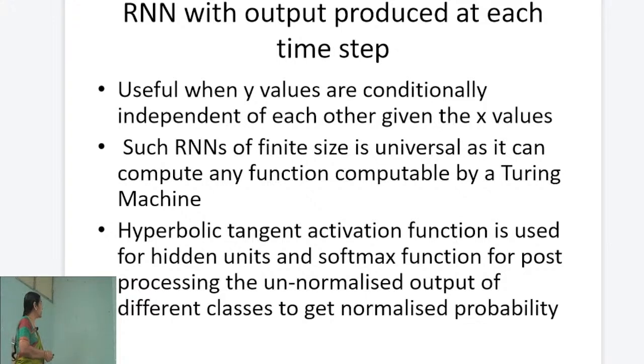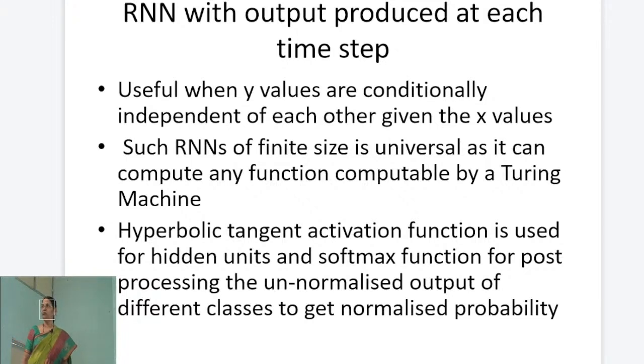The states computed in the forward pass must be stored until they are reused in the backward pass, and hence order of tau memory is also required. So because of this, it is going to be very expensive. The RNN with recurrence between hidden units is expensive to train, but it is very, very powerful. Why is it powerful? Because it is universal. Any function that is computable by a Turing machine will also be computable with this model of RNN.